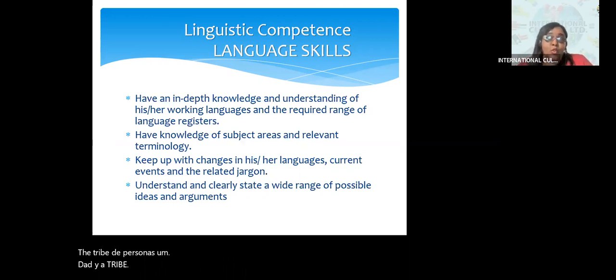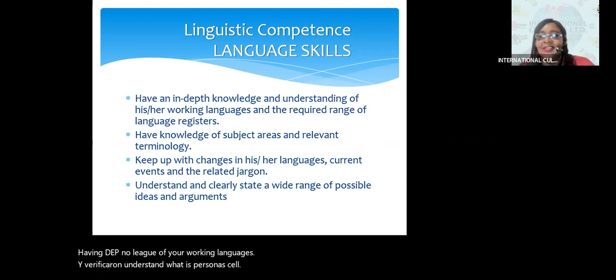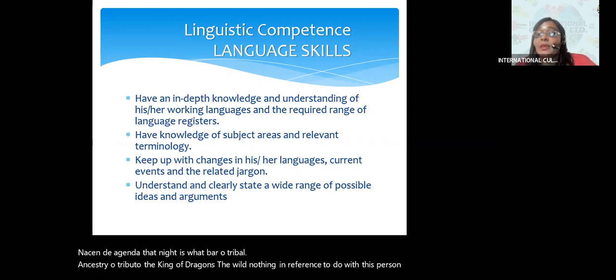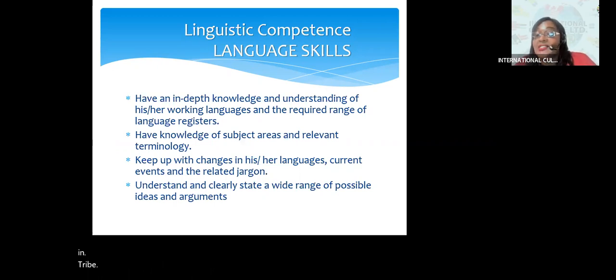But we're talking about world peace, and the warmongers are persons that instigate war, los belicistas. And so it's very important to have in-depth knowledge of your working languages, because even if you don't understand what this person is saying, there was nothing in the agenda that said natives, or tribal ancestry, or tribes, or the king of a tribe. There was nothing in reference to that. So why would this person even bring a tribe into an event that has nothing to do with it?